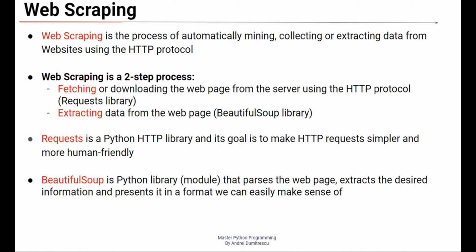At the beginning of this lecture, I said that the first process of web scraping is fetching or downloading the web page. For this purpose, we use a very popular library called Requests. Requests is a Python HTTP library, and its goal is to make HTTP requests simpler and more human-friendly. It allows you to send HTTP requests and add content like headers, form data, multi-part files, and parameters like authentication data from Python scripts. It also allows you to access the response data in the same way.